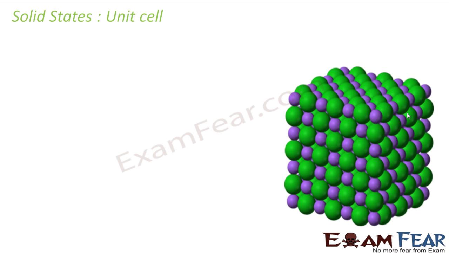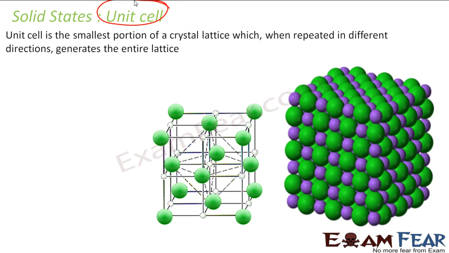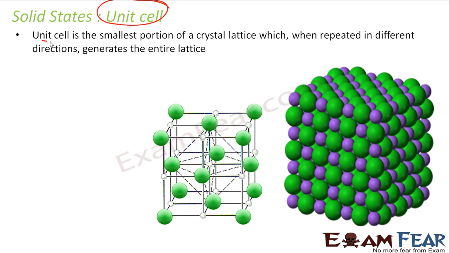This lattice itself, you see a big lattice, right? Difficult to understand the concept. So this lattice is further divided into unit cells. Unit cells are the building block actually. So what are unit cells? A unit cell is the smallest portion of a crystal lattice, which when repeated generates the entire lattice.